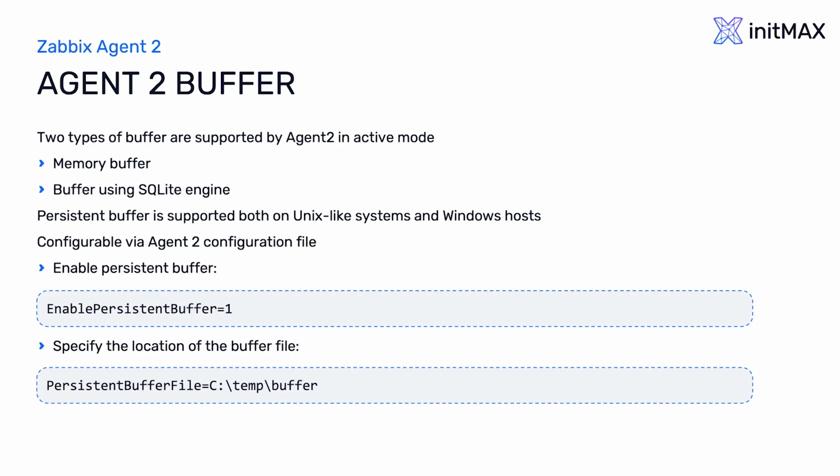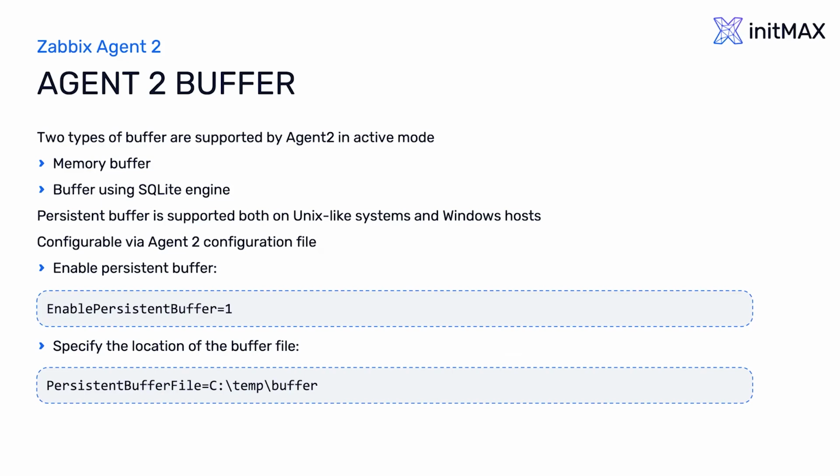You can also use a memory buffer so that if data is not able to be sent to the Zabbix server, then it is kept until the connection is successful, and then you send the data. And here we have exactly the same logic for the Agent 2, with the main difference that we don't have big database engine support like MySQL, Maria, Postgres. We basically have an option to have either a memory buffer or a buffer using a SQLite engine.